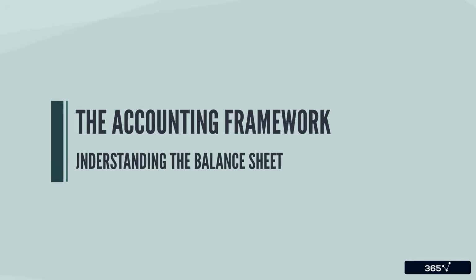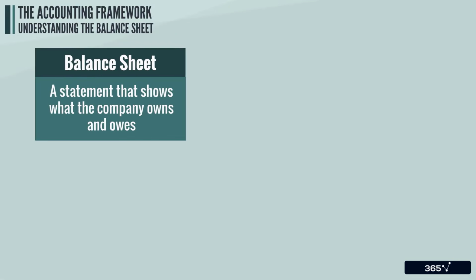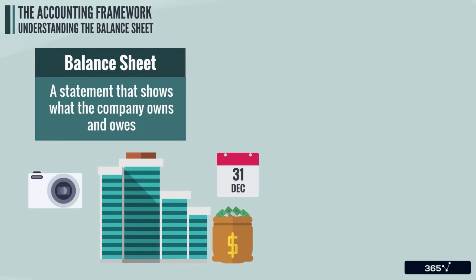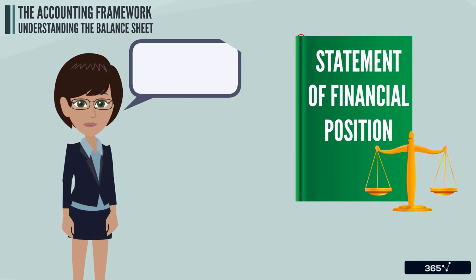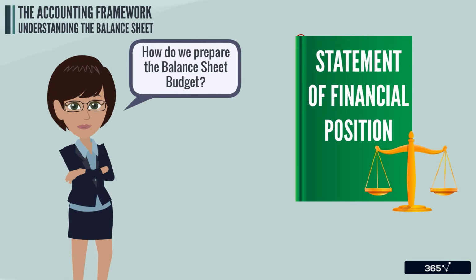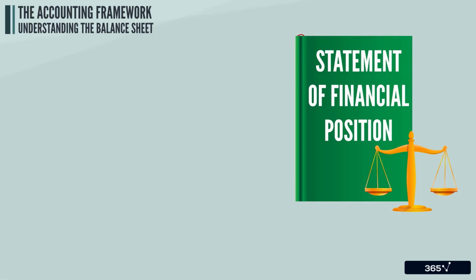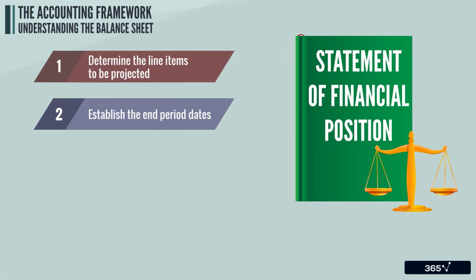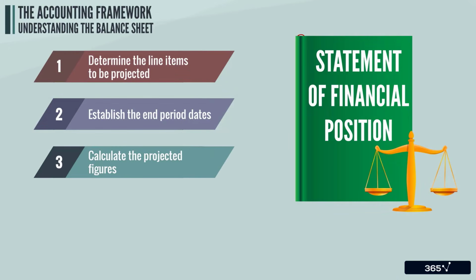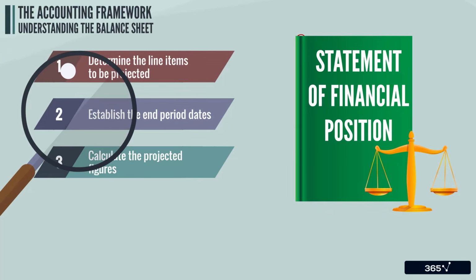The next step of the planning process has to do with budgeting the company's balance sheet. The balance sheet is a statement that shows what the company owns and owes. It is a snapshot of a firm's financials at a certain date. Officially, we call it a statement of financial position, which is simply an alternative way to refer to that report. Okay, so how do we prepare the balance sheet budget? To do that, we will divide the process into 3 simple steps. First, you need to find out the major line items to be projected. After that, you must decide on the end period dates, and the third and final step is to work out the estimates. Let's now take a closer look at each of them separately.